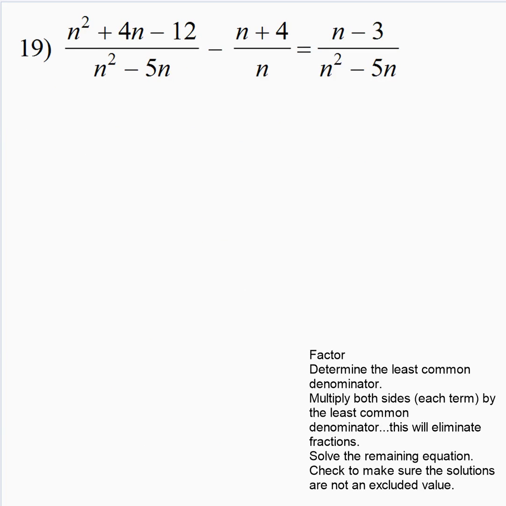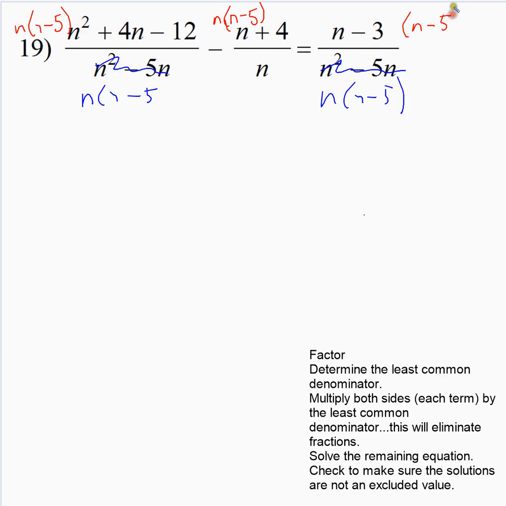And our last equation, factoring. This would be n times n minus 5. This is just an n. This is the same thing, so n times n minus 5. And so we are going to multiply each term by that common denominator of n times n minus 5. And what will happen is all the denominators will end up canceling.